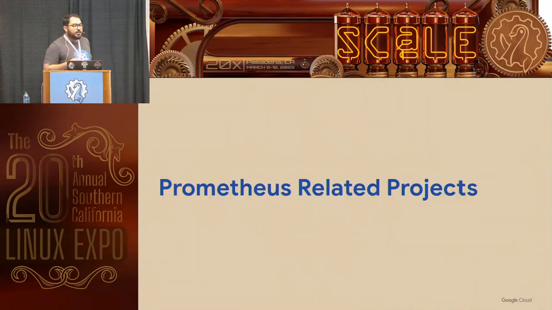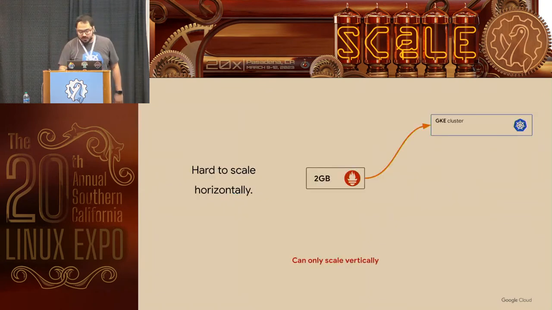Now, Prometheus-related projects. If you look at the CNCF dashboard, you're going to see a bunch of other projects at the top of the list. And if you read the documentation, they kind of blur together. I'll show you why. Prometheus is hard to scale, well, hard to scale horizontally.